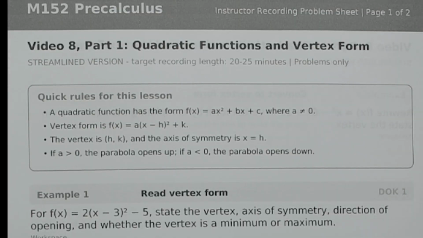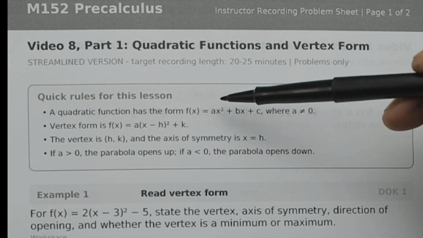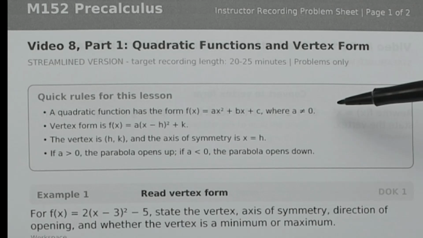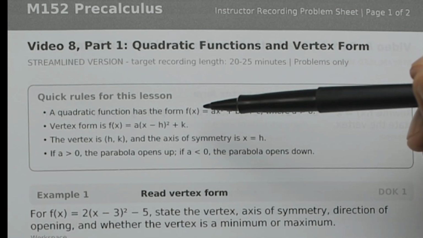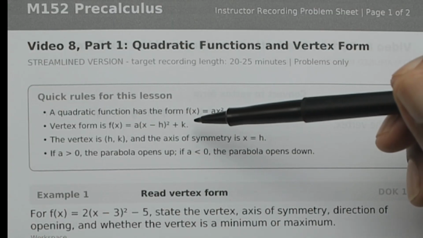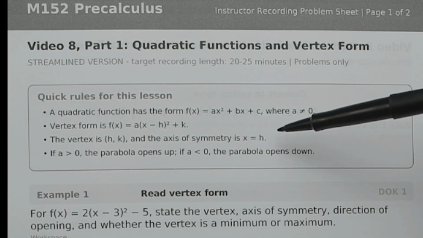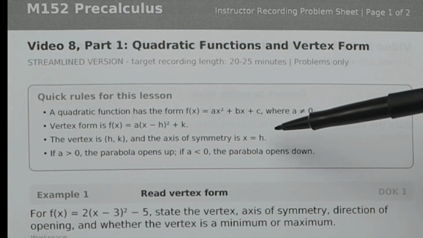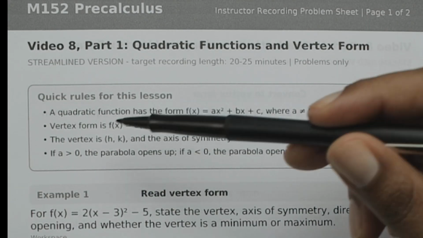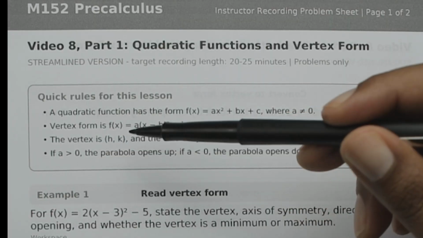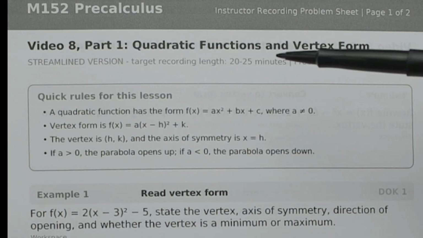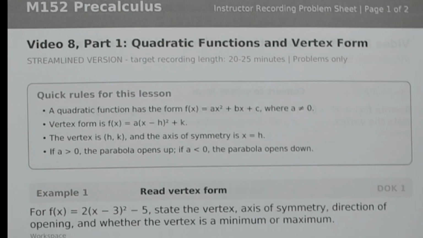So first of all, let's look at the quick rules. A quadratic function has the form f of x equals ax squared plus bx plus c, where a is not equal to 0. Vertex form is the one that we were working on previously. The vertex we found in the previous lessons is h, k, and the axis of symmetry is x equals h. Now, if a is greater than 0, the parabola opens up. If a is less than 0, the parabola opens down. Okay, very important information. Now let's begin.